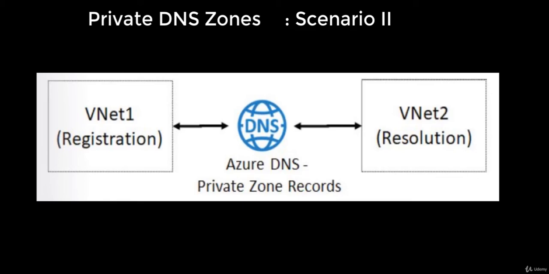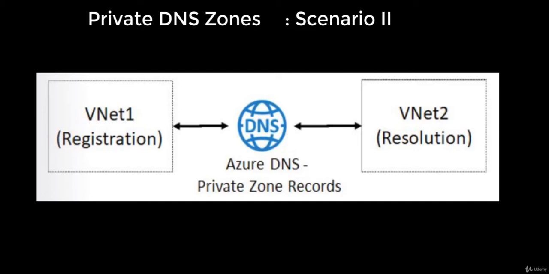With this setup, you will observe that the behavior for forward and reverse DNS queries will change. The first behavior that you will notice is that the DNS queries across the virtual networks are resolved. So a DNS query from a virtual machine in the resolution VNet for a VM in the registration VNet will receive a DNS response containing the private IP of the VM.